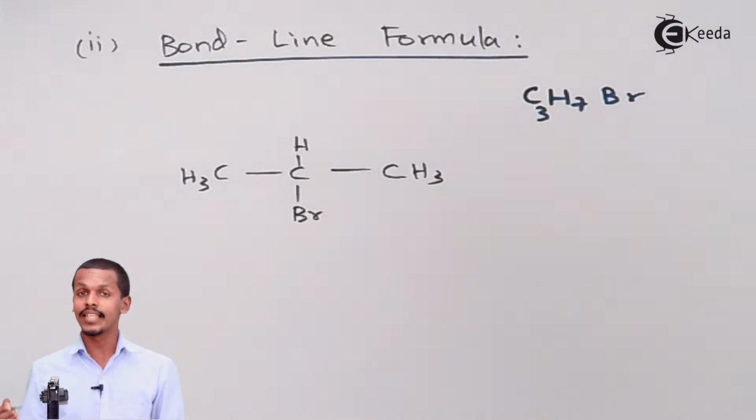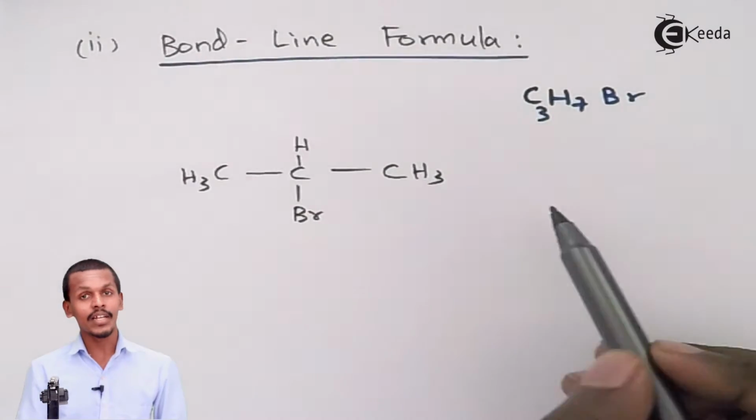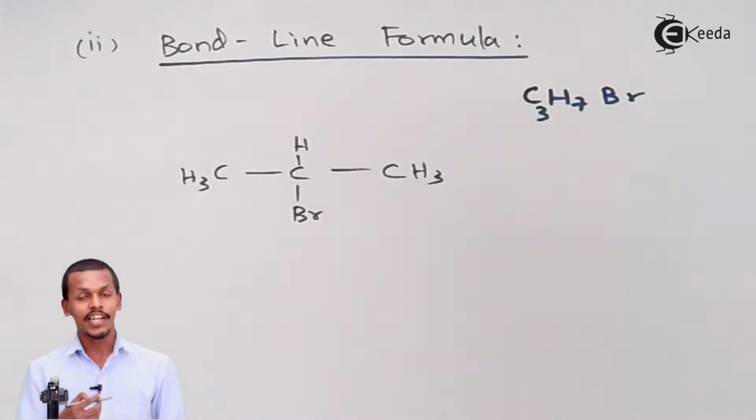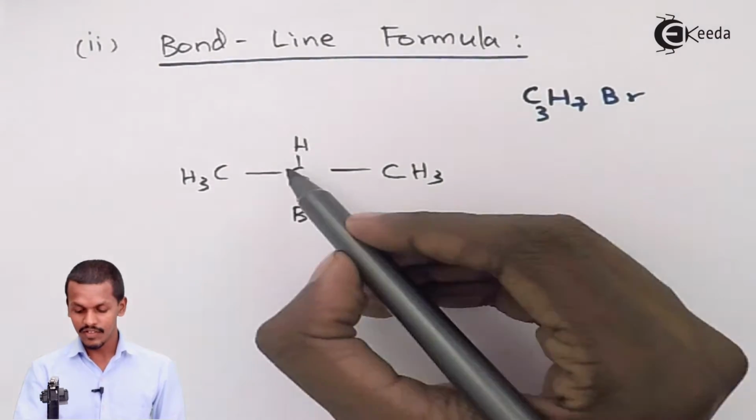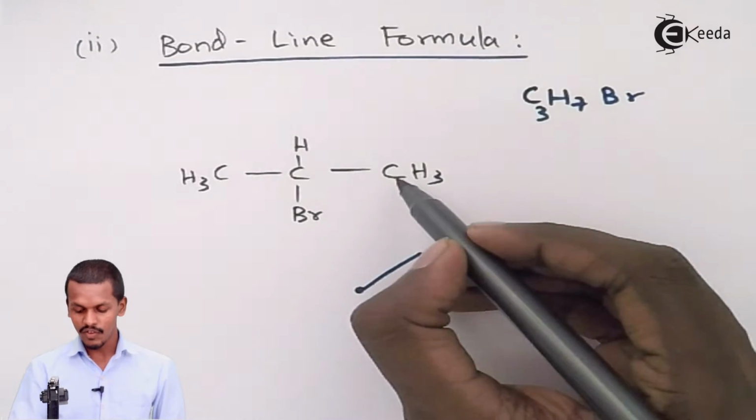So if I have to write the bond line formula, the first thing that we have to do is represent it in zigzag form. How many carbons are present in the straight chain? In this case it is basically 3. So I could write it in this way: this will be the first carbon atom, this will be the second, and this will be the third.